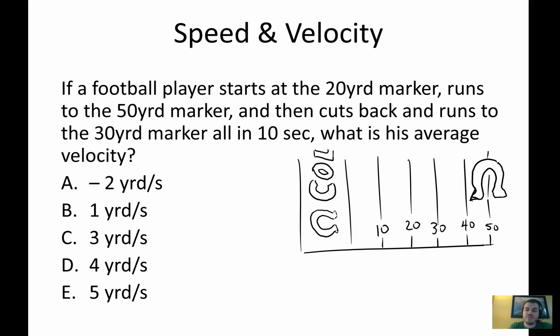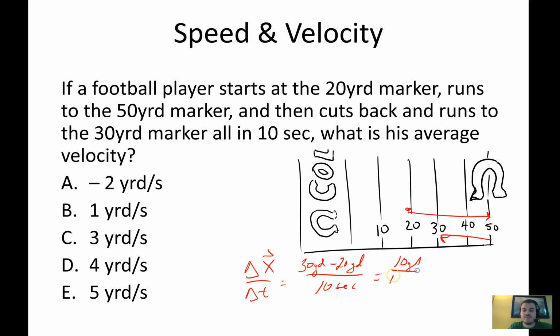So this time the player starts at the 20-yard line, runs to the 50, and then runs back to the 30, all in 10 seconds. What is the average velocity? So this time, remember, change in position over change in time. This time we went from 20 to 50 and then back to 30. We only care, though, about the beginning and the end. So the final was 30, the beginning was 20, and this took 10 seconds. So I have 10 yards per 10 seconds. And so the average velocity was 1 yard per second.